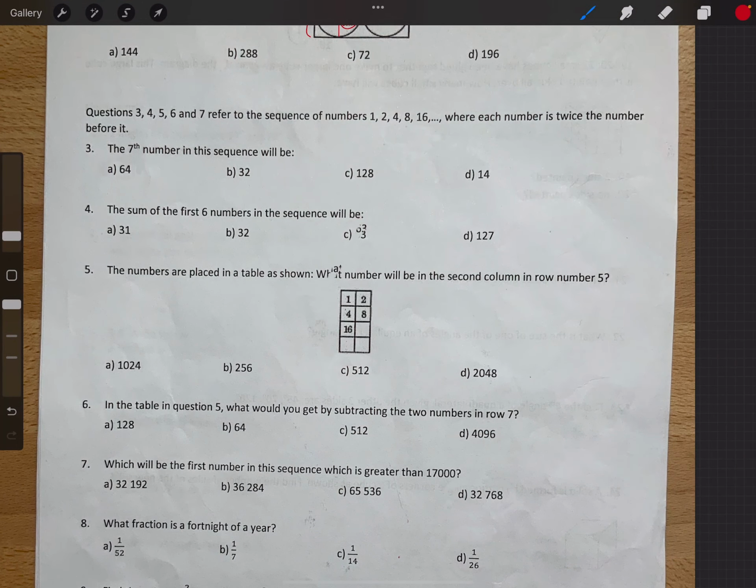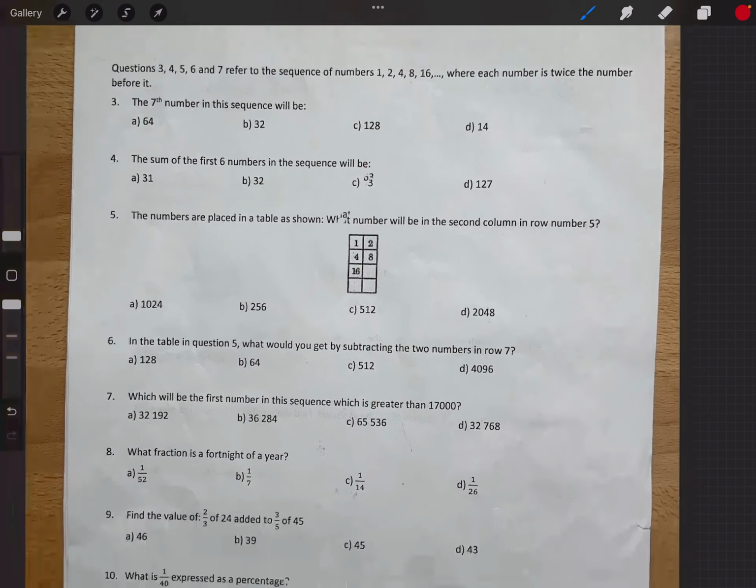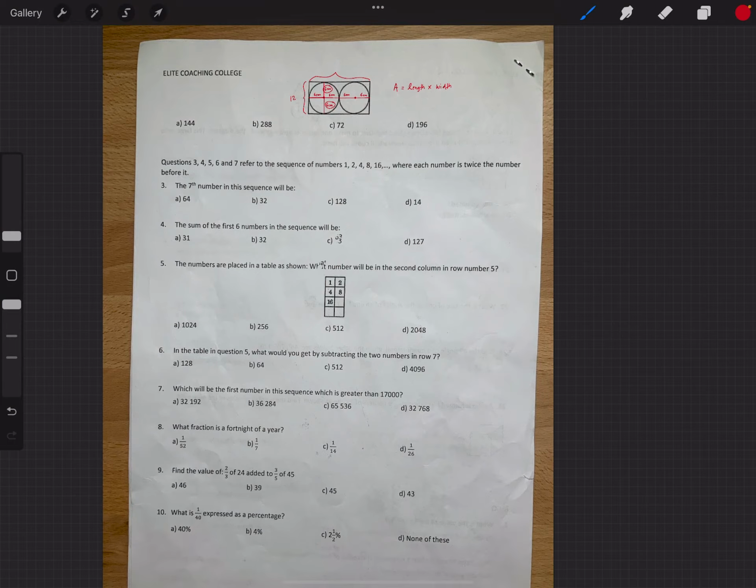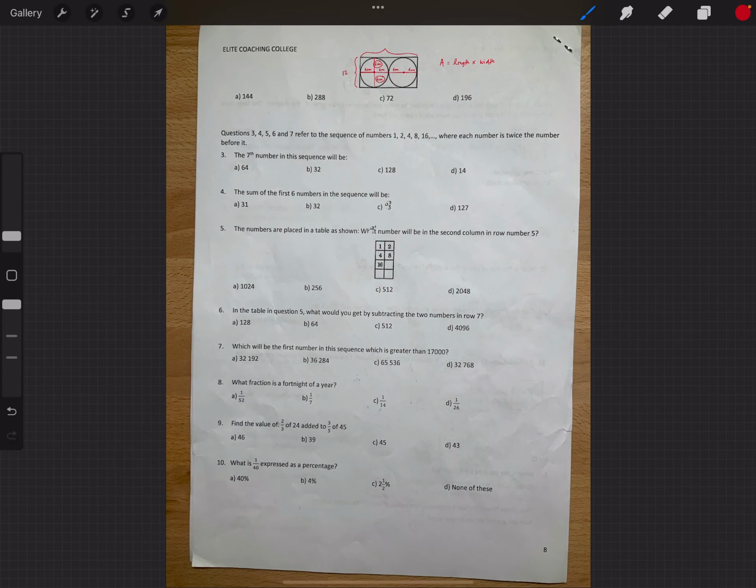Question 3, 4, 5, 6, 7, 8. We'll probably do that in class. So these ones, you don't need help with these ones. Okay, that should be it.